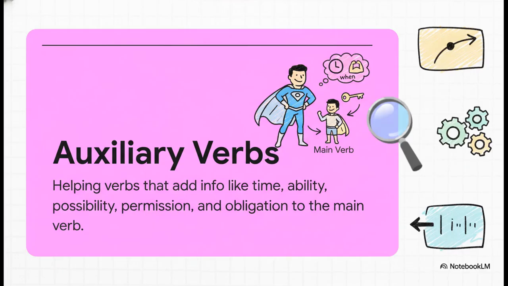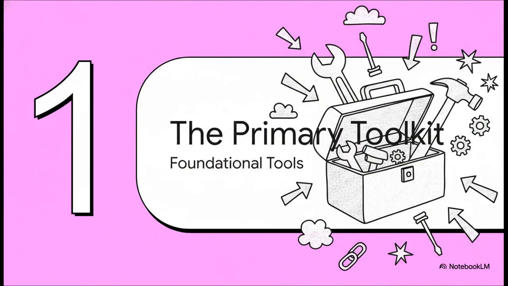So, what exactly are these powerful little words? Well, think of auxiliary verbs as your main verb's best friend, its ultimate super helper. They basically team up with the main verb to add all these extra layers of meaning, telling us when something happens, or talking about things like ability and permission. They're crucial. Okay, let's open up that grammar toolkit, shall we?